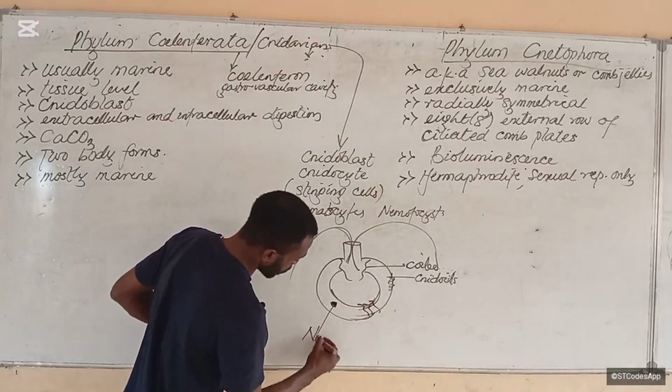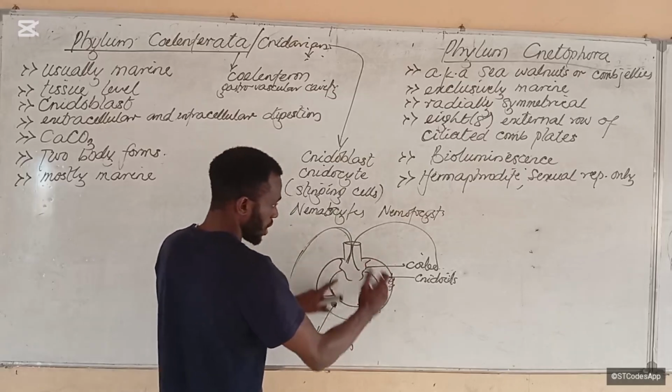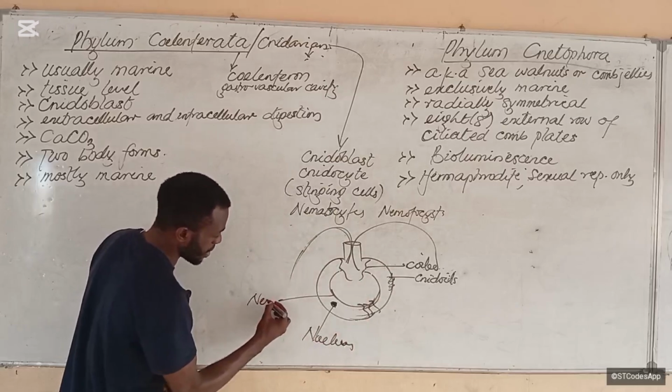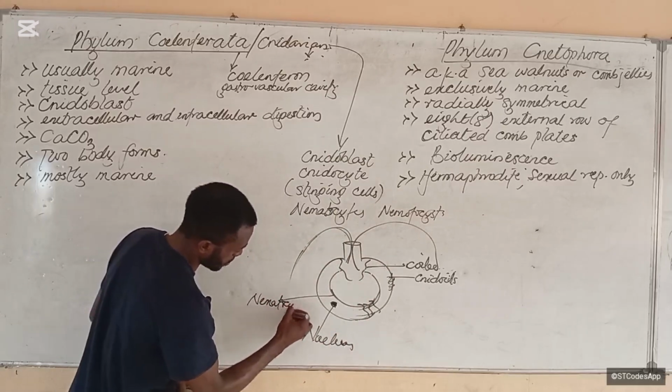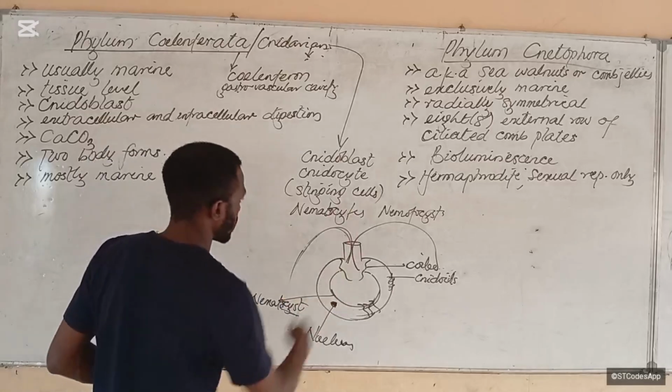So now this structure here that covers this coiled stinging cell is what you call the nematocyst. Cyst that is covering, right? Nematocyst that is covering the nematocytes.